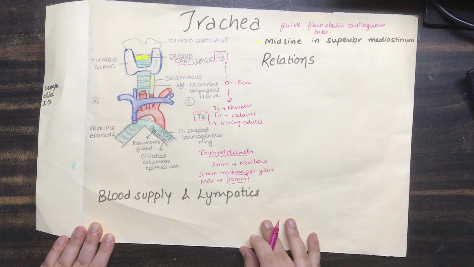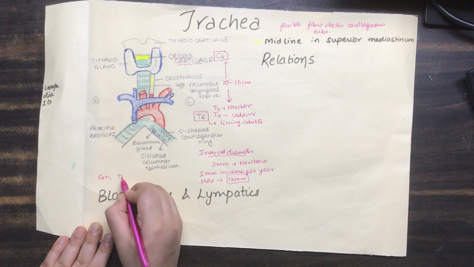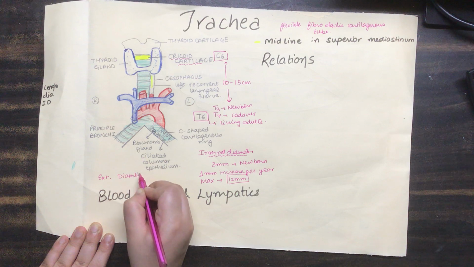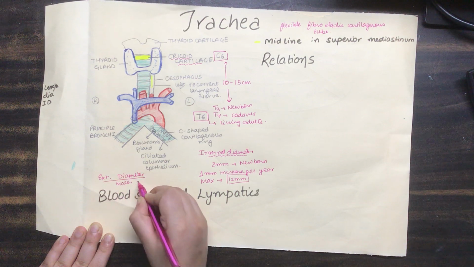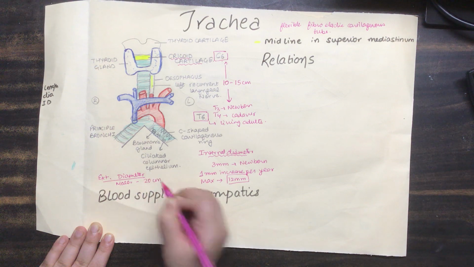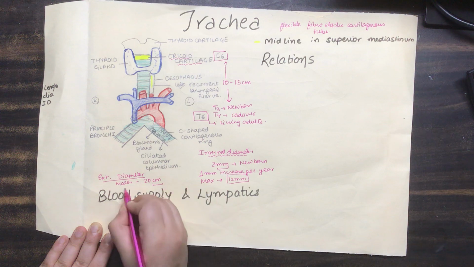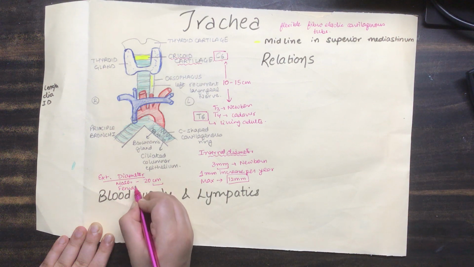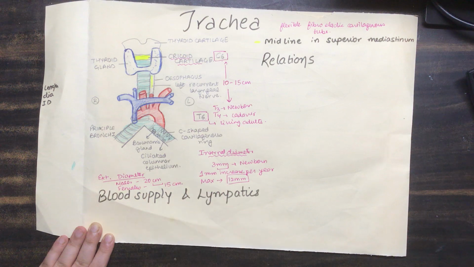Then we have the external diameter. I told you there are two diameters. The external diameter in case of males is 20 mm, and note it, the internal one is in millimeters and this is in centimeters, while in case of females it is 15 mm. So these are some of the basic measurements.